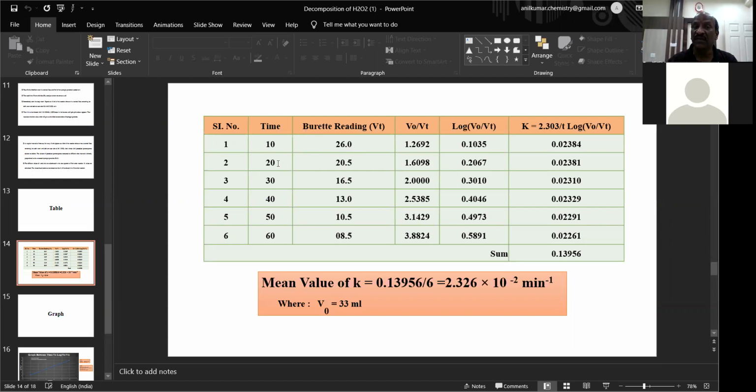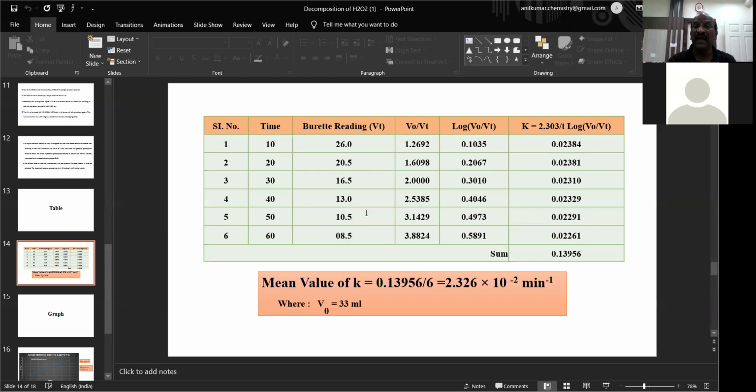After 20 minutes, and at each 10 minutes interval, we have to take a reading. So we get 20.5, then 16.5 at 30 minutes, 13.0 at 40 minutes, 10.5 at 50 minutes, and 8.5 at 60 minutes. Like that we get the burette readings. When the burette solution is over, fill the KMnO4 into the burette again, whenever you have a gap between one reading and the next. And then we get V0 and VT.